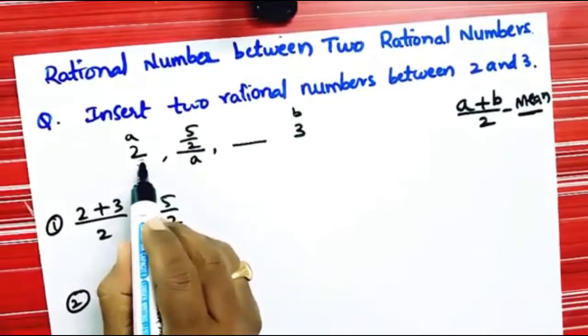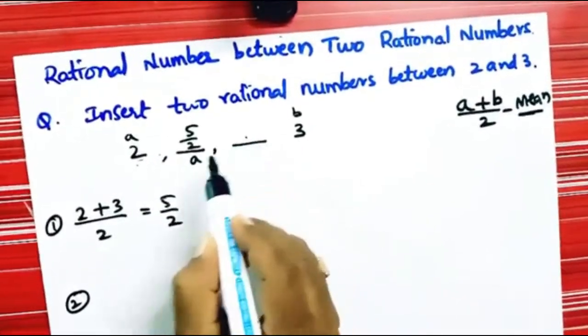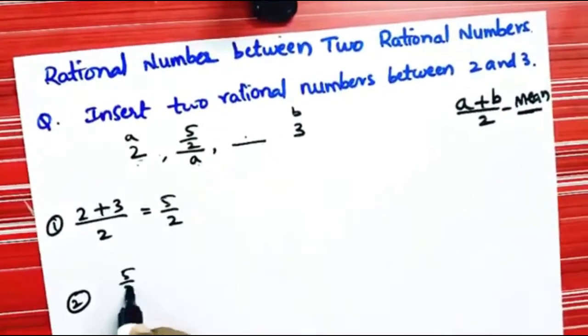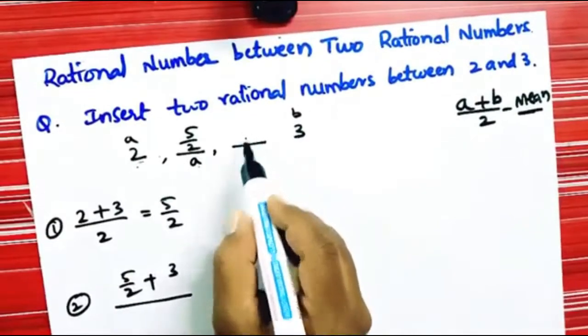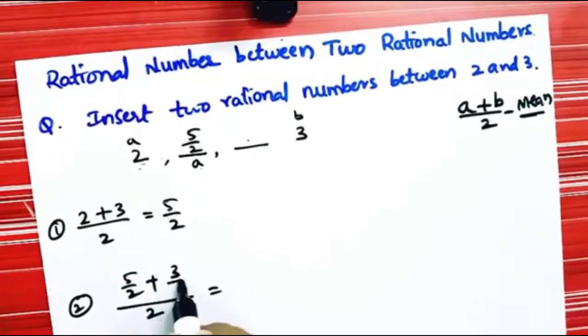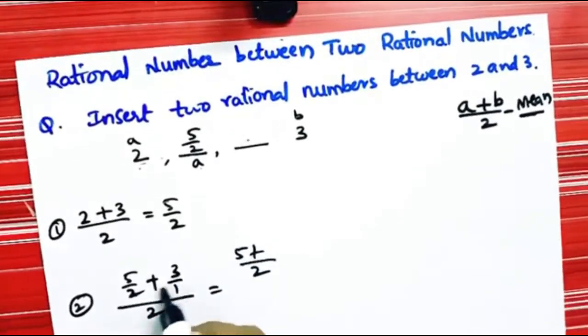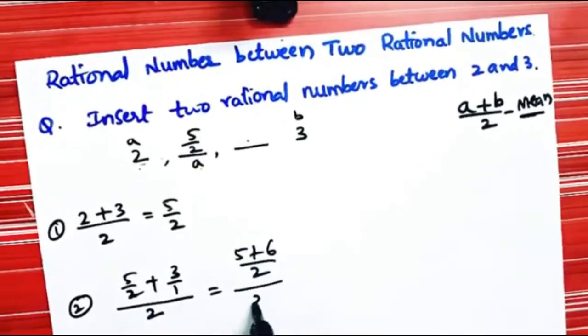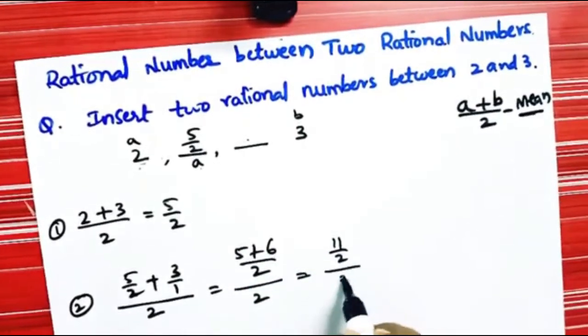If I'm taking a and b here, I'm taking a is equal to 5 by 2 and b is equal to 3. So I will get the rational number as (5 by 2 plus 3) by 2. That is equal to, denominator is 1, so 2 ones are 2, 5 plus 1 2s are 3, 2 3s are 6. So this is by 2, that is equal to 5 plus 6, 11 by 2, and this is 2 by 1.